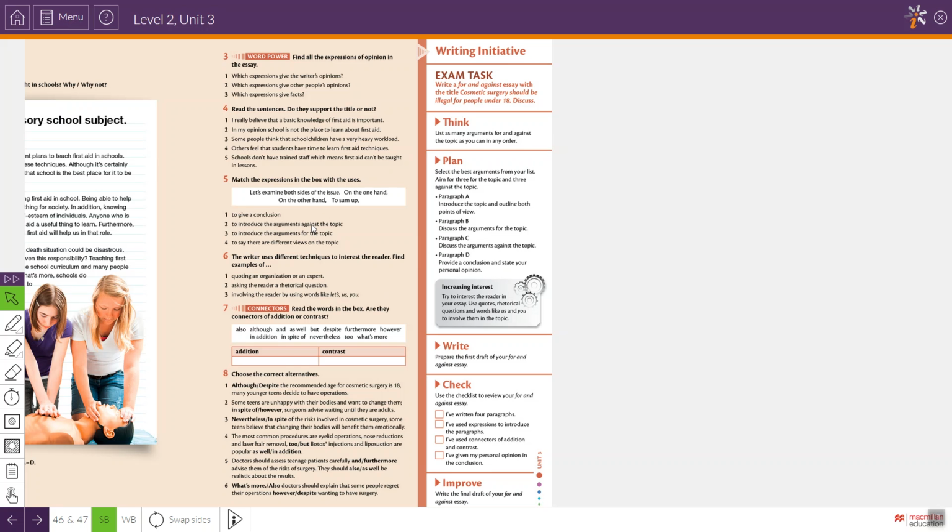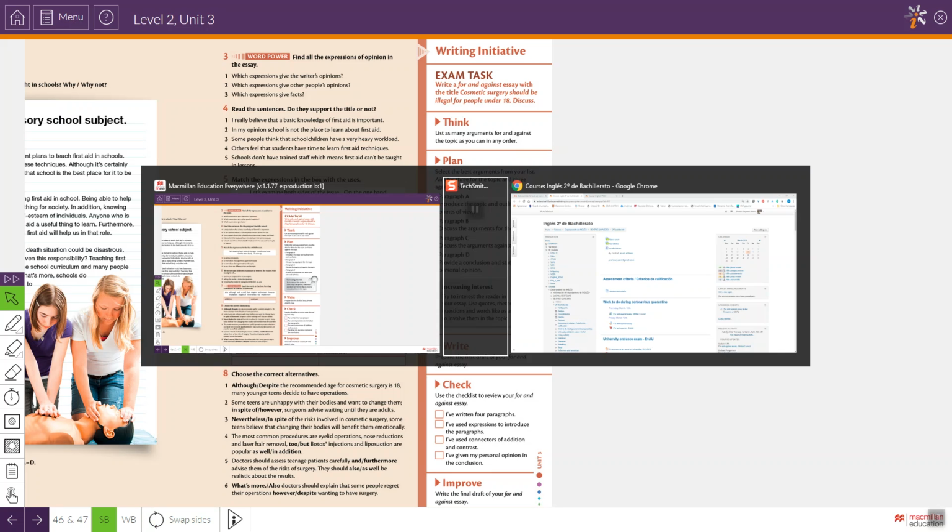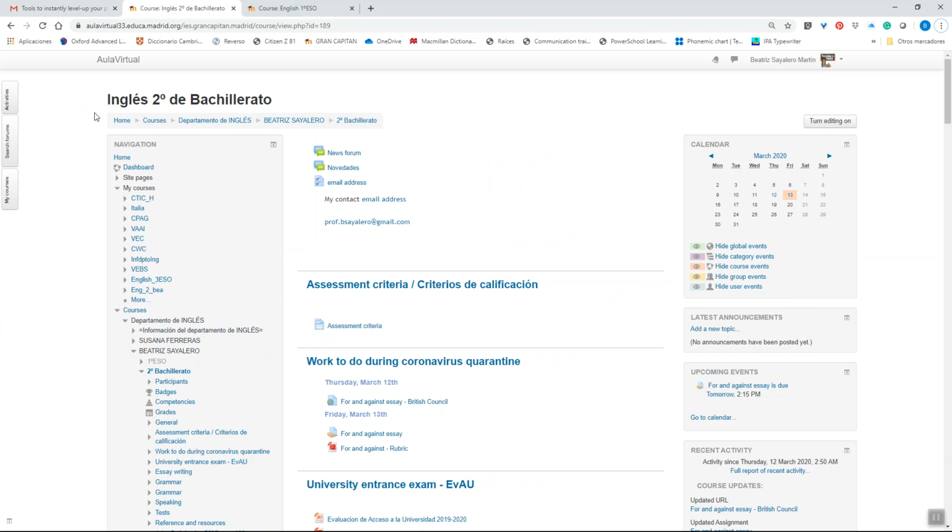If you go to the rubric, I've specified a little bit more. Okay. Remember to increase interest. Try to interest the reader in your essay. Use quotes, rhetorical questions, and words like "us," "you" to involve them in the topic. All right. Okay. So I'm going to show you what you have in the virtual classroom.